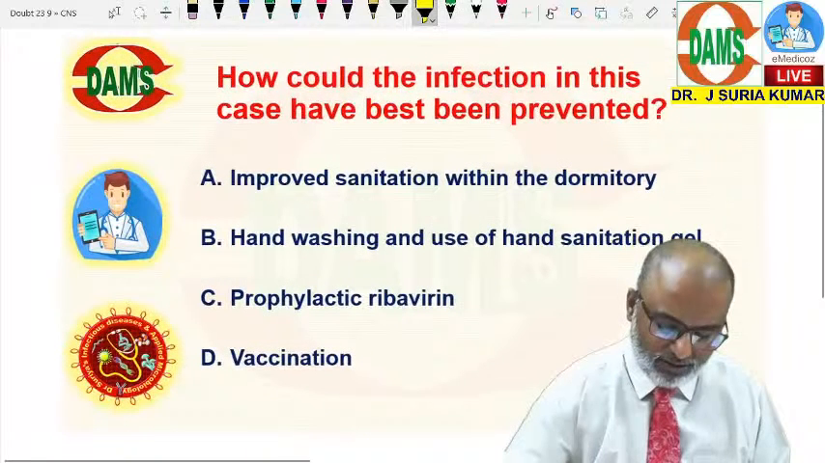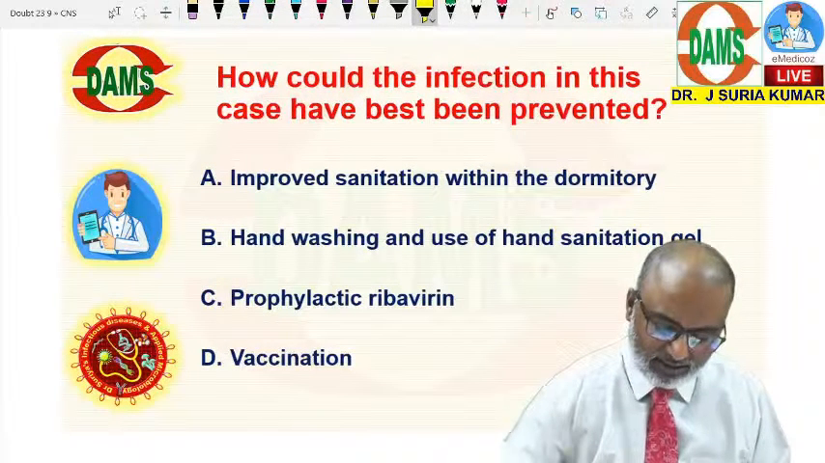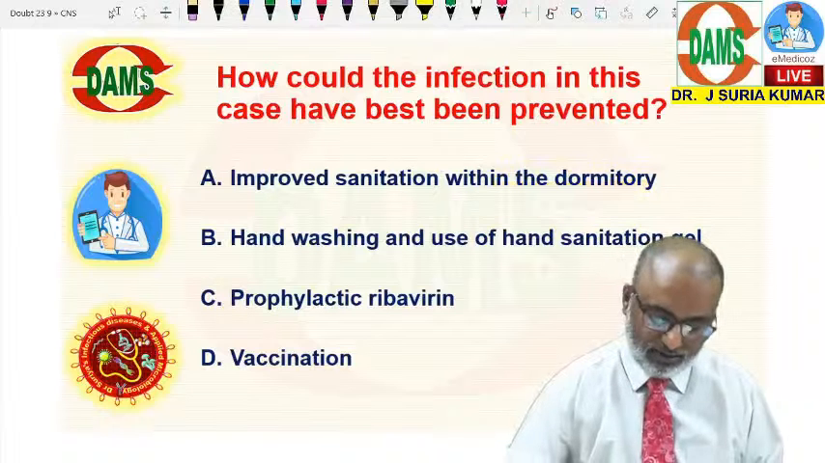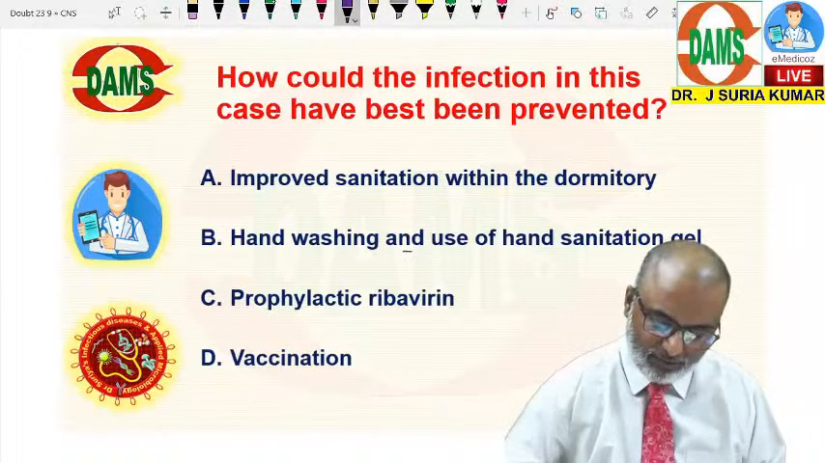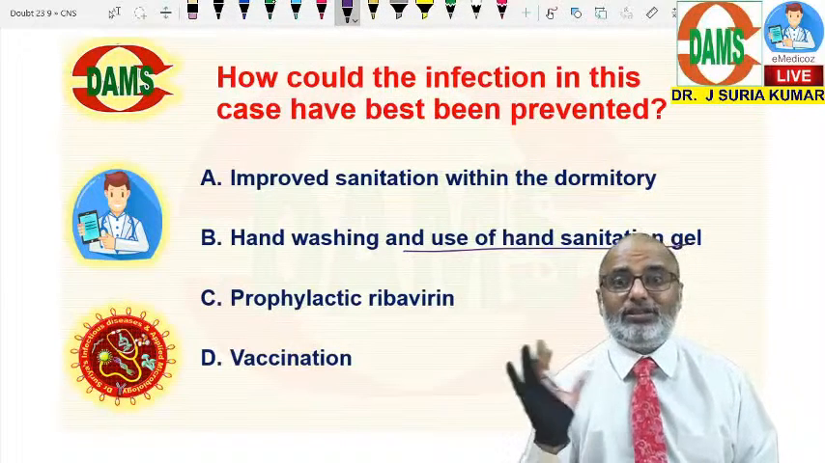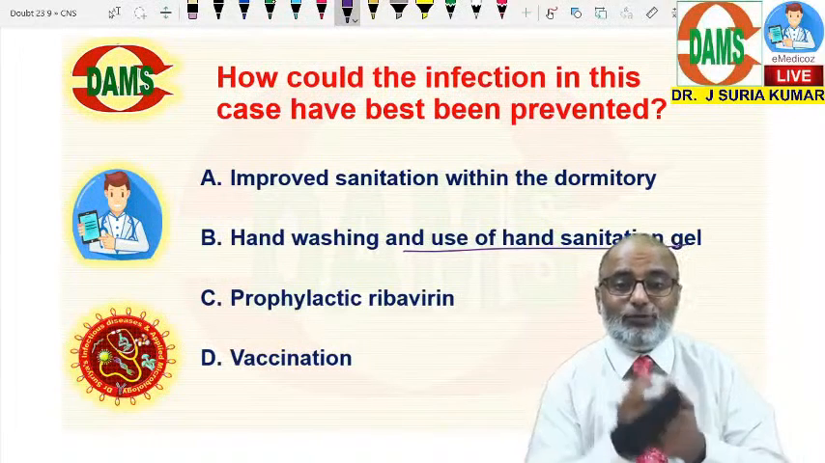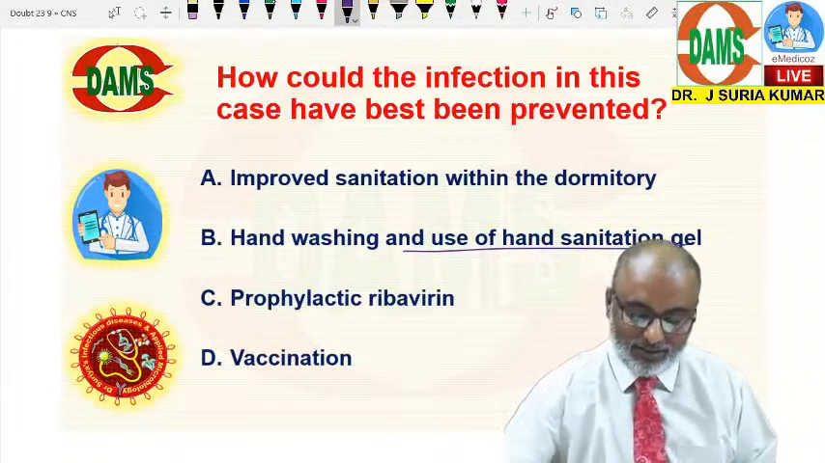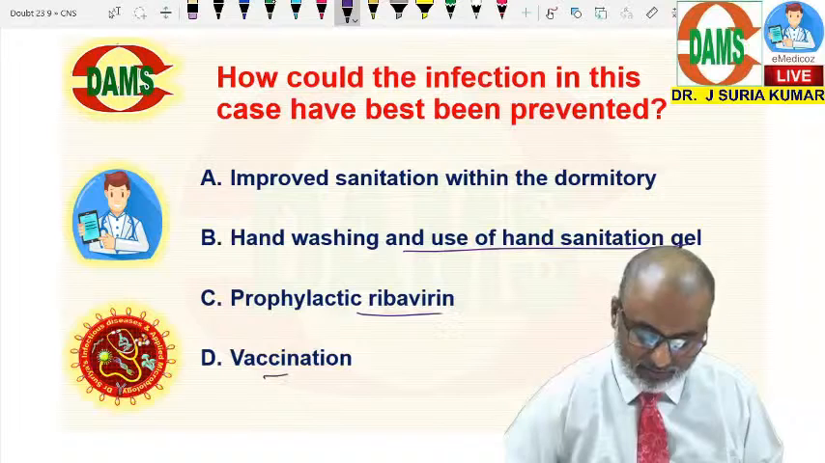Number 1, improved sanitation within the dormitory. Number 2, hand washing. Yes, now hand washing is universal after COVID-19. Hand washing with sanitation gel. And prophylactic ribavirin, vaccination.